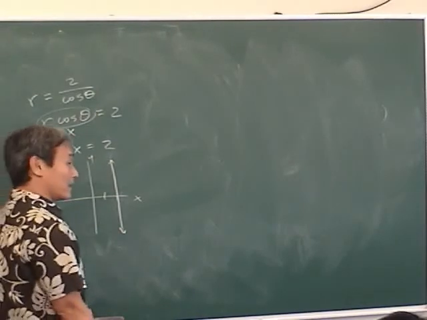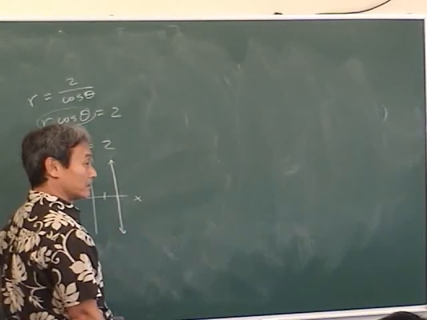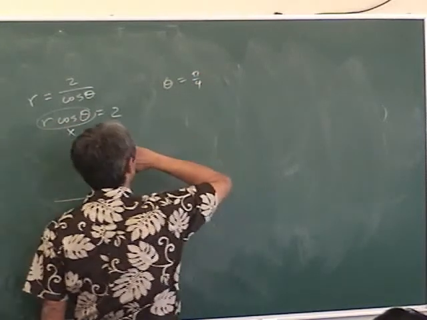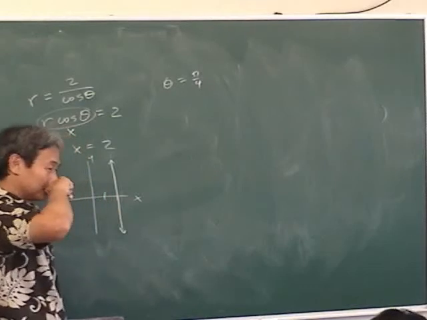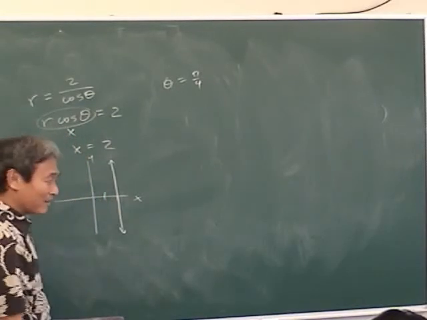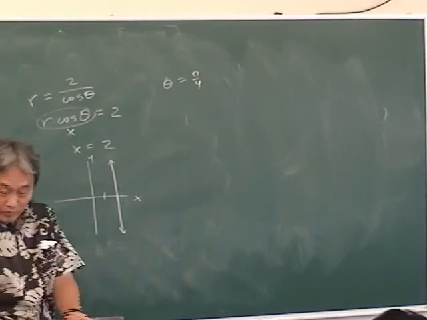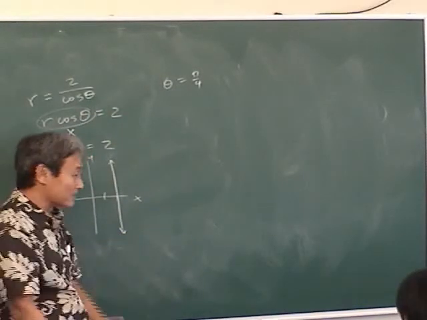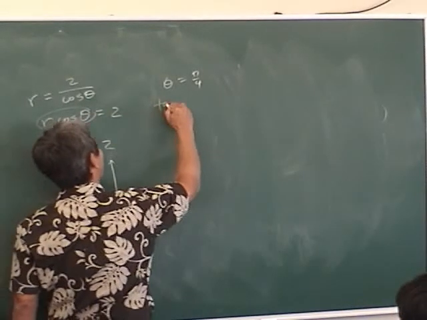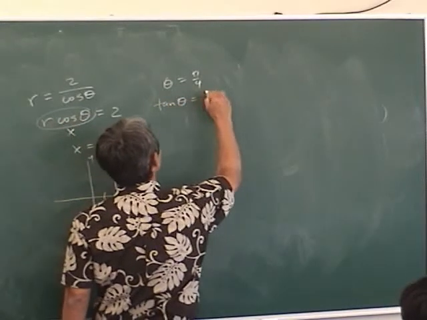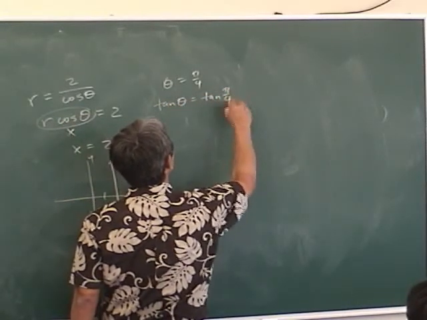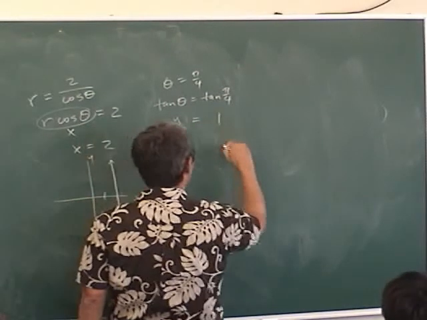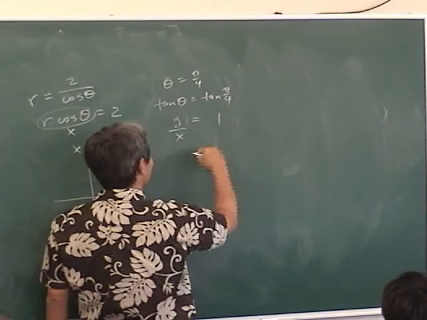Okay, you ready to pick it up a notch? Theta equals pi over 4. Look at the 4 formulas. What can I do to this equation so I can apply those 4 formulas? Tangent both sides. Why would you tangent both sides? Because tangent theta is y over x, which is 1. So cross multiply: y equals x.